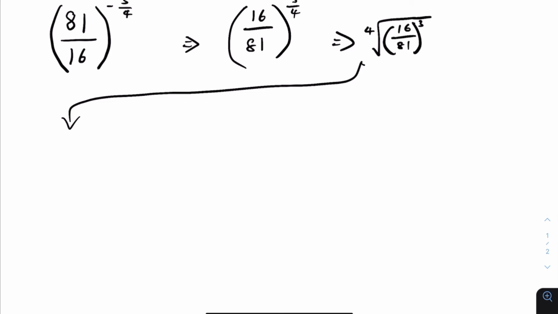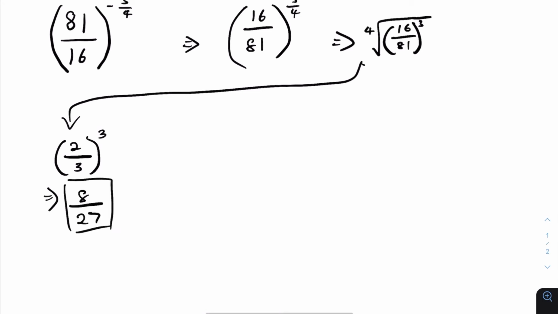All right, so let's just start off by doing the 4th root of 16. Well, 2 to the power of 4 is 16, so that means that would be 2. And then the denominator, the 4th root of 81, is actually just 3. And that's cubed. Now, we can easily just cube it. So 2 cubed is 8, and then 3 cubed is 27. So our answer is 8 over 27 for this one.